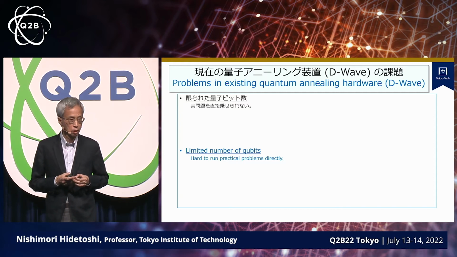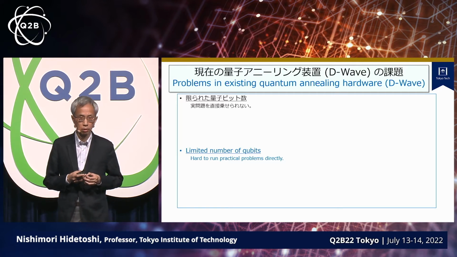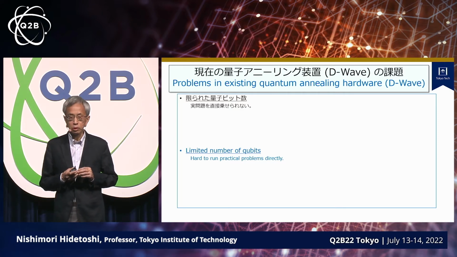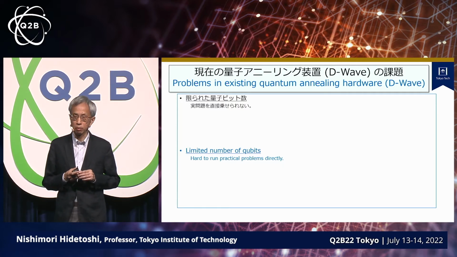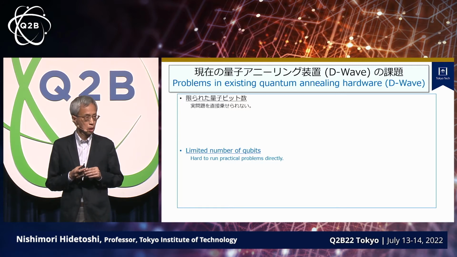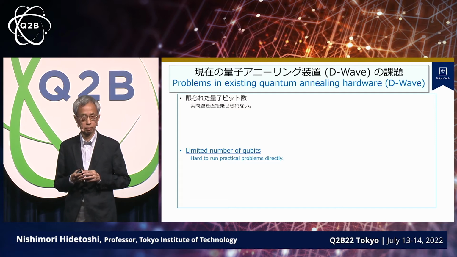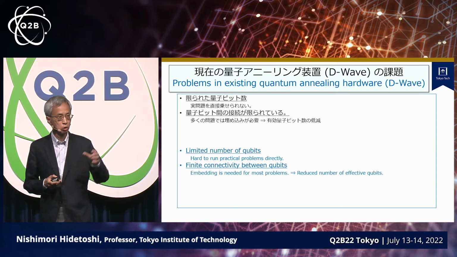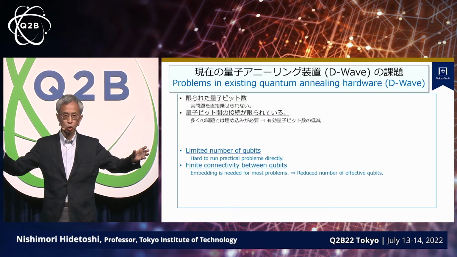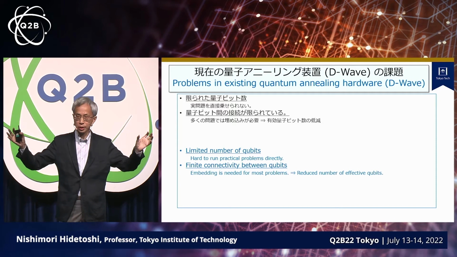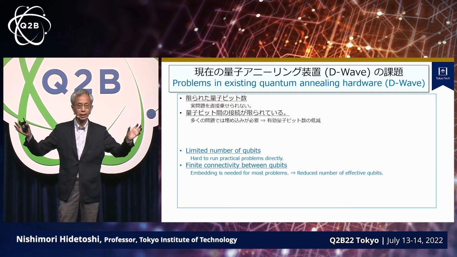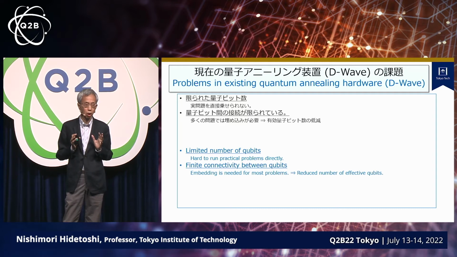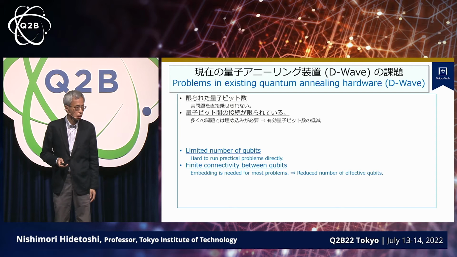Of course, there are a lot of problems and issues. For example, there are D-Wave device issues, and some of the devices are still under development. One issue is the limited number of qubits, and 5,000 is the limit as of now. If we want to solve problems for society, that is not sufficient at all. Also, there is finite connectivity between the qubits. To solve social issues, the qubits have to be connected, but they cannot be fully connected, and there is a limit on that.